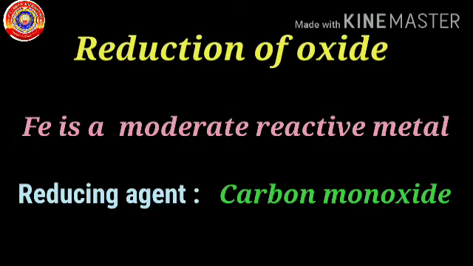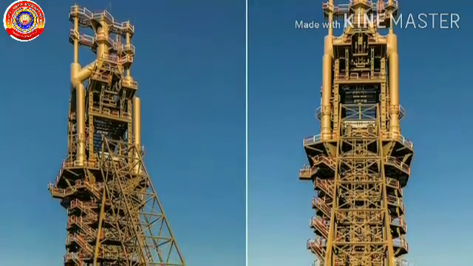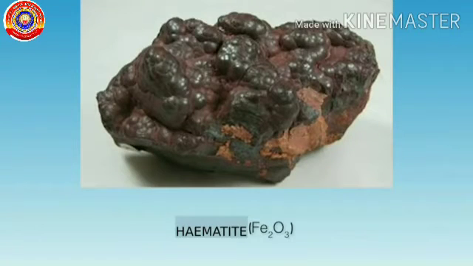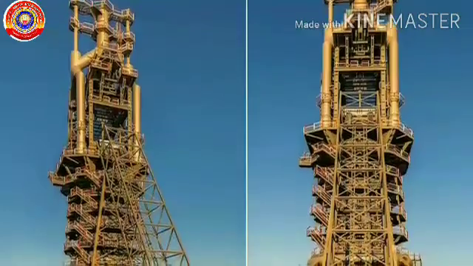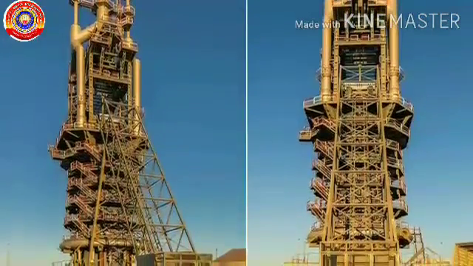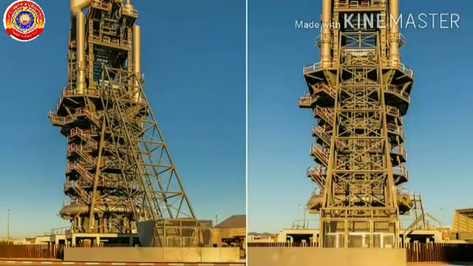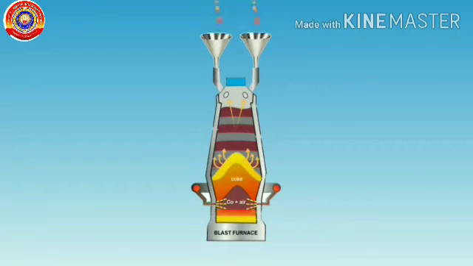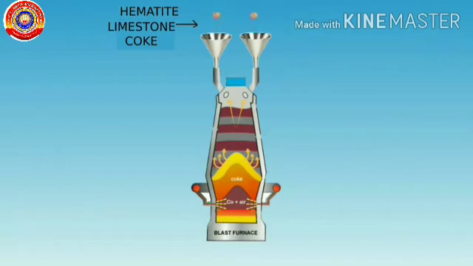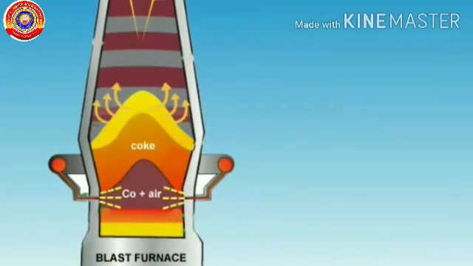Let's start the metallurgy of iron using the blast furnace. Hematite, one of the ores of iron, is converted by using the blast furnace. Iron is produced in a special furnace called a blast furnace. As a blast of hot air is passed through the bottom of the furnace, it got the name blast furnace. In this blast furnace, hematite, limestone and coke are fed into the furnace through a special arrangement on the top of the furnace. Let's learn the reactions taking place at different parts of the blast furnace.